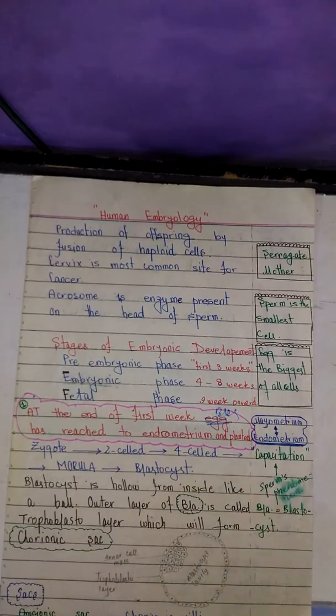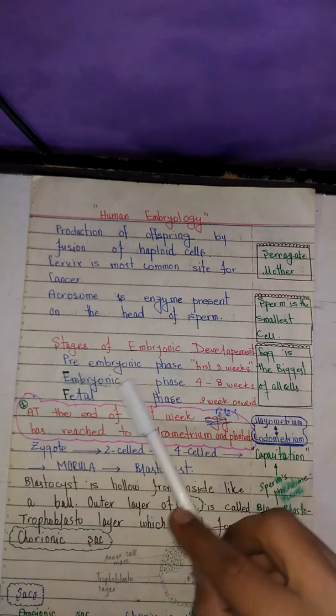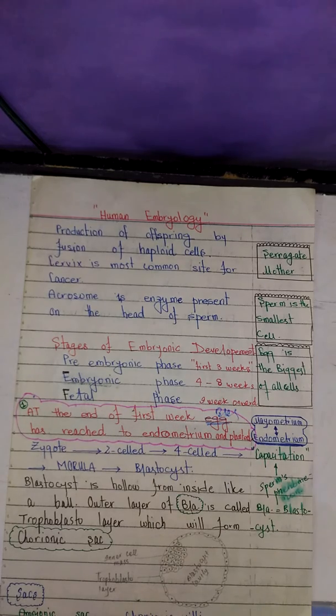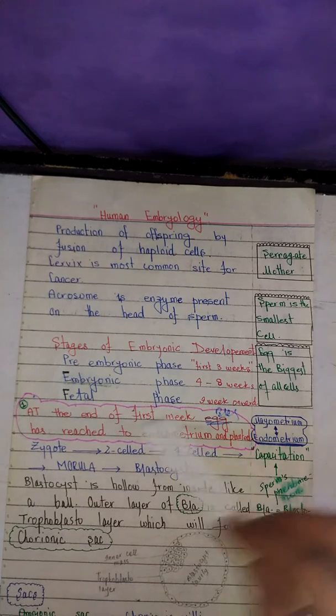So we can divide embryological development into three phases. The first phase is the pre-embryonic phase. This starts from the first day and lasts up to 3 weeks. In some books it's 2 weeks, in other books it's 3 weeks. I basically consider it 3 weeks. So the pre-embryonic phase is the first 3 weeks.